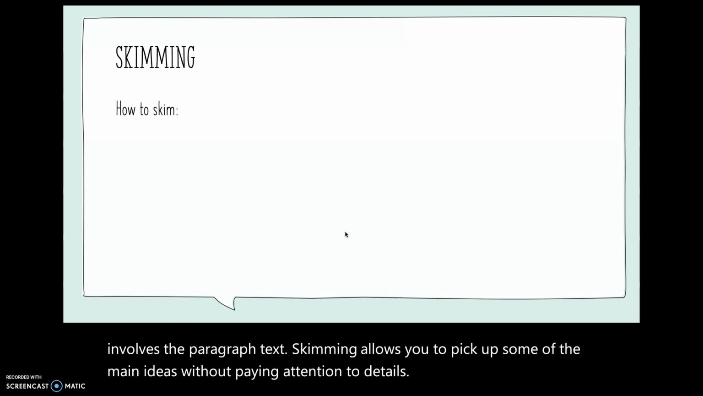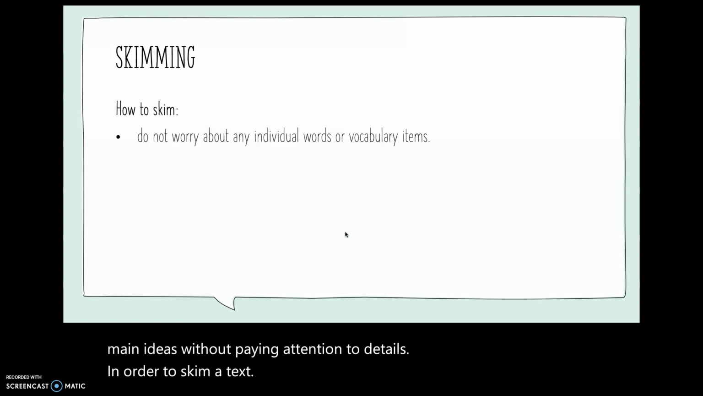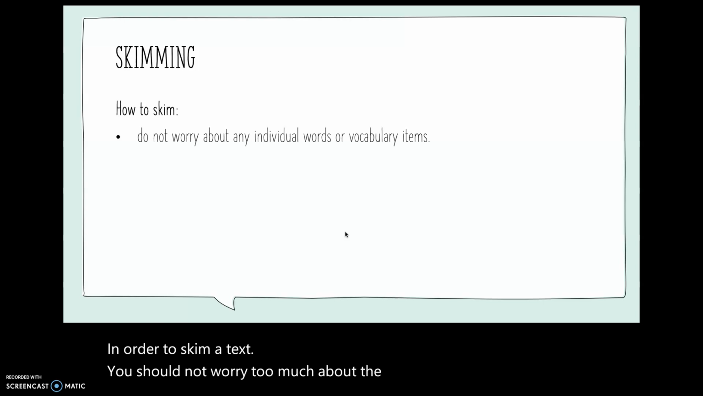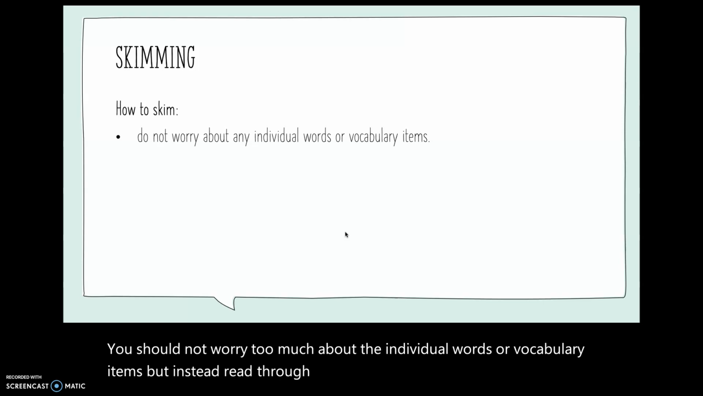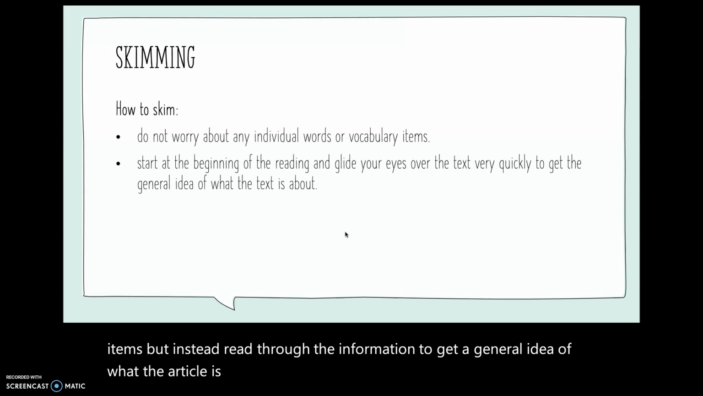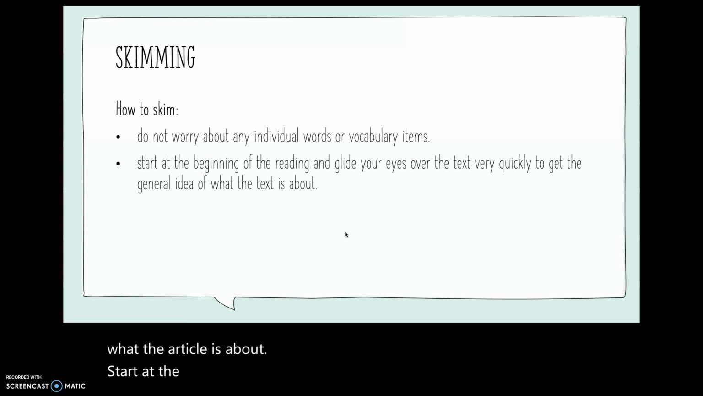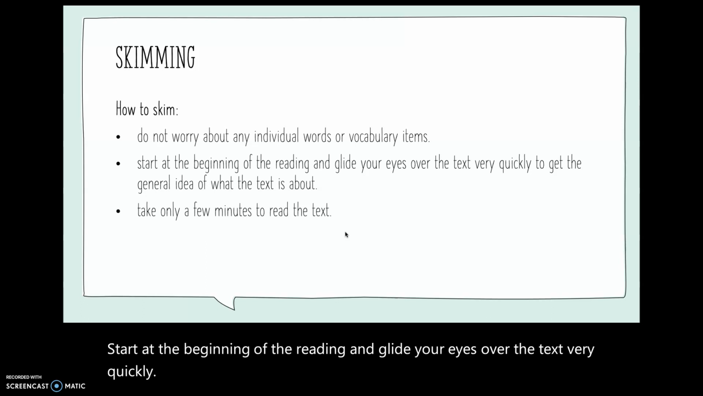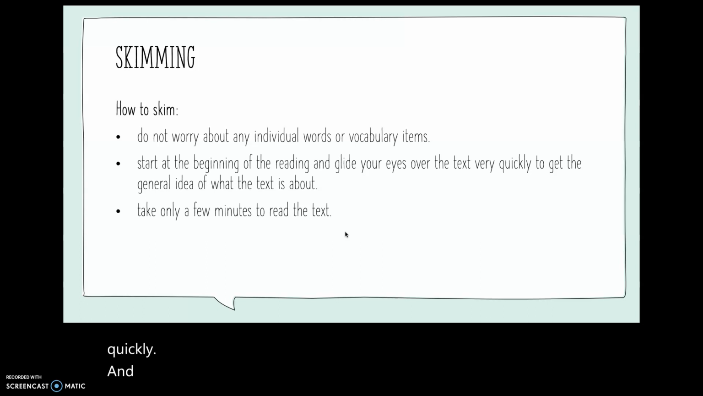In order to skim a text, you should not worry too much about the individual words or vocabulary items, but instead read through the information to get a general idea of what the article is about. Start at the beginning of the reading and glide your eyes over the text very quickly. And take only a few minutes to read the text.